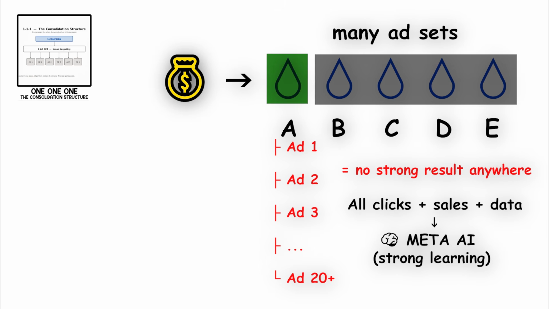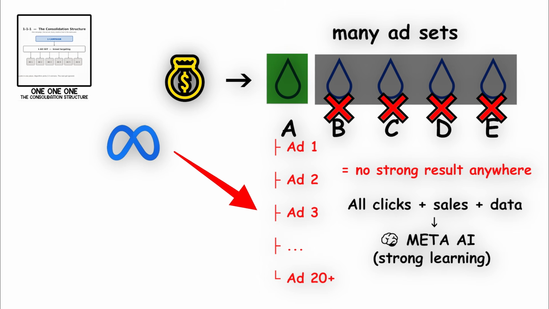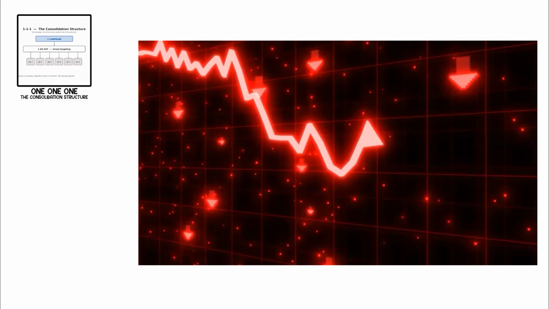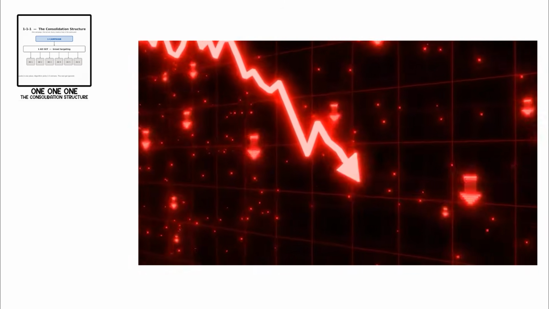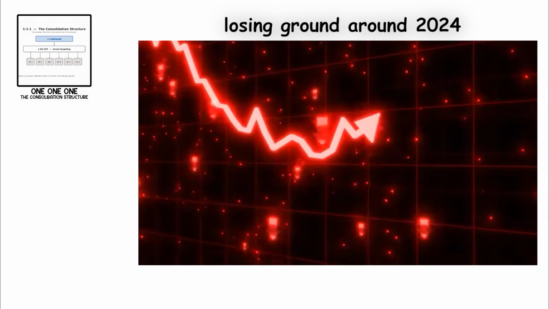Once you load more than maybe 10 or 15 ads into a single ad set, Meta picks its favorites. 2 or 3 winners. The rest barely get any impressions. You're paying for them to exist, but they're not getting at-bats. And the moment your winners fatigue, you don't have backups warmed up. The whole account stalls. That's why 1-1-1 started losing ground around 2024.